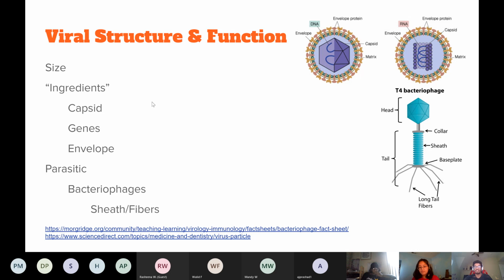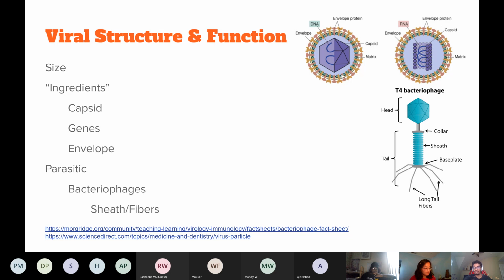Then we have the genes, which, as I mentioned earlier in the warm-up, can be almost anything in terms of nucleotides. It can be DNA or RNA, double-stranded or single-stranded, and linear or circular. So it's pretty varied in that way. We've also got the envelope, which doesn't necessarily appear on every single virus. As you can see at the bottom right with the bacteriophage T4, we don't have an envelope, but an envelope, if it's there, is made out of lipids and proteins, just like the cell membrane of a bacterial or eukaryotic cell. And there's a reason for that.